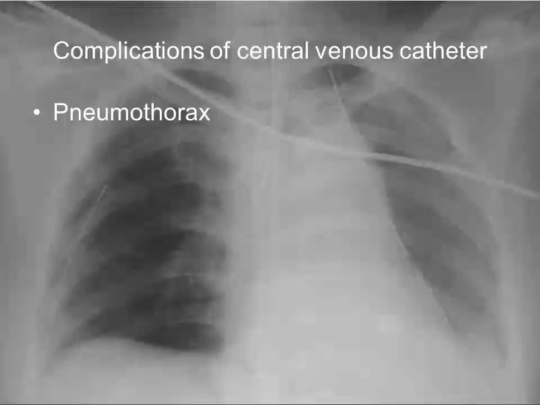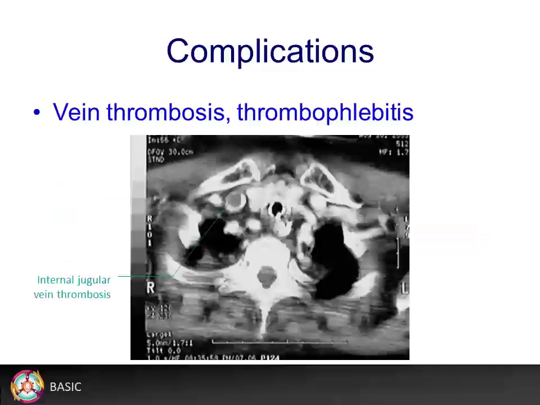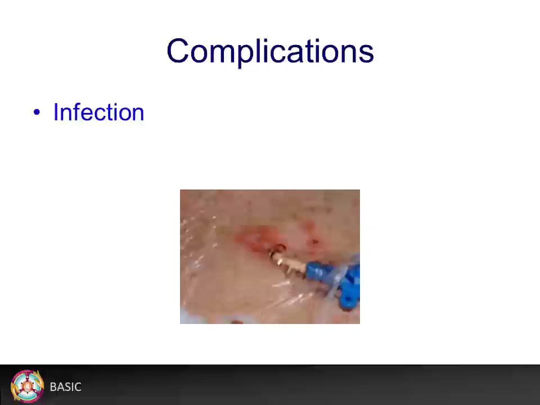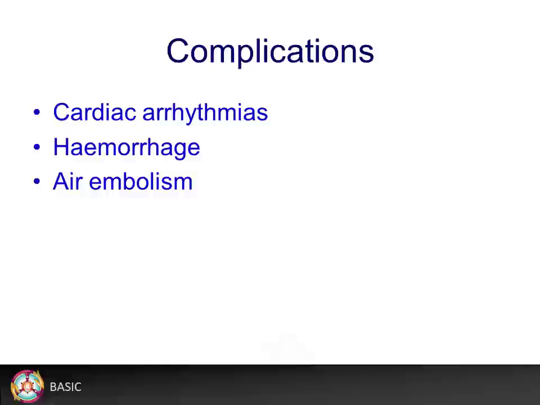Complications of central venous lines include pneumothorax, hemothorax, chylothorax for left-sided insertions, damage to the vein or adjacent structures, for example, artery or nerve, venous thrombosis and thrombophlebitis, infection, guide wire or catheter embolization, cardiac arrhythmias, hemorrhage, and air embolism.